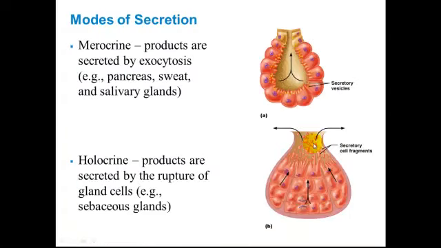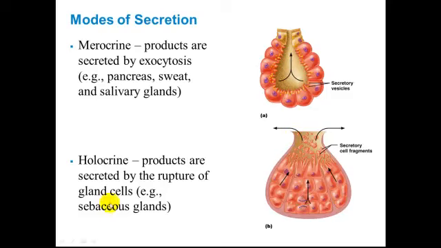Now the way this secretion occurs, if the product that's being secreted can easily be packaged into vesicles, so say it's protein in nature, we will see something called merocrine secretion. That merocrine secretion is where the products are packaged into vesicles. Those vesicles cross to the edge of the membrane, the apical surface. Those secretory vesicles then fuse and release their product. This is what we would see in sweat glands, the pancreas, and salivary glands.